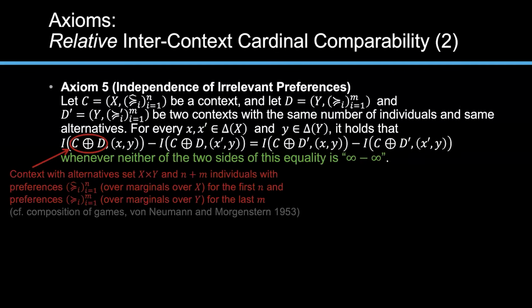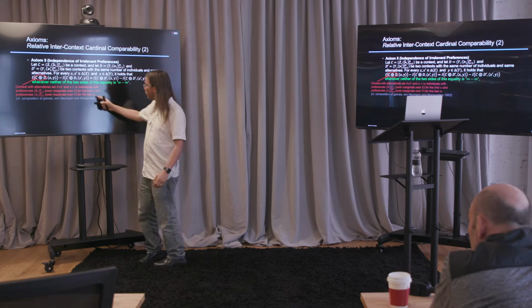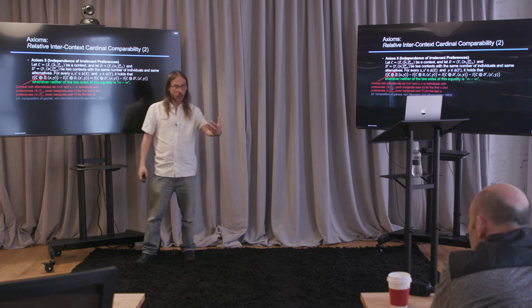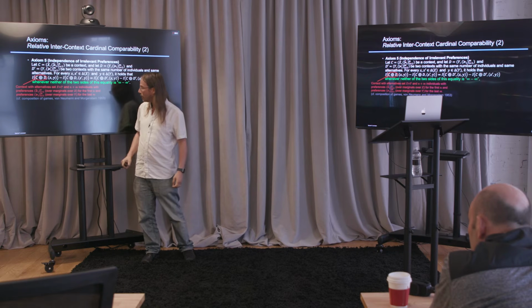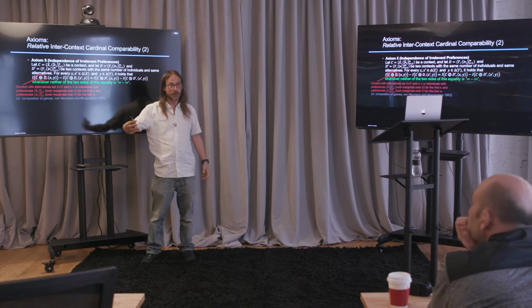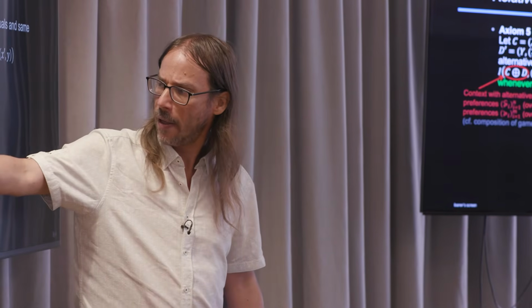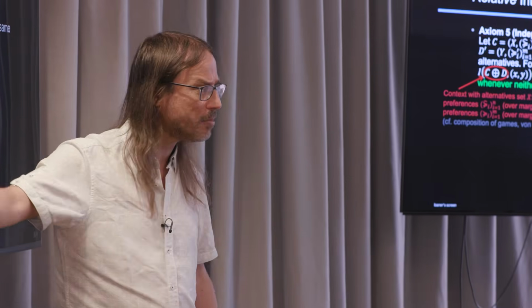What does this mean? It means putting the contexts side by side, thinking about them as a single big context. So the alternative set is going to be X cross Y. Each alternative is a pair of what the first context gets and what the second context gets. There are going to be N plus M individuals, the sum of individuals. The first N individuals only care about the marginal over X. The last M individuals only care about the marginal over Y. For whomever knows the definition by von Neumann and Morgenstern of composition of games, this is exactly the same thing, but not for games, for contexts.